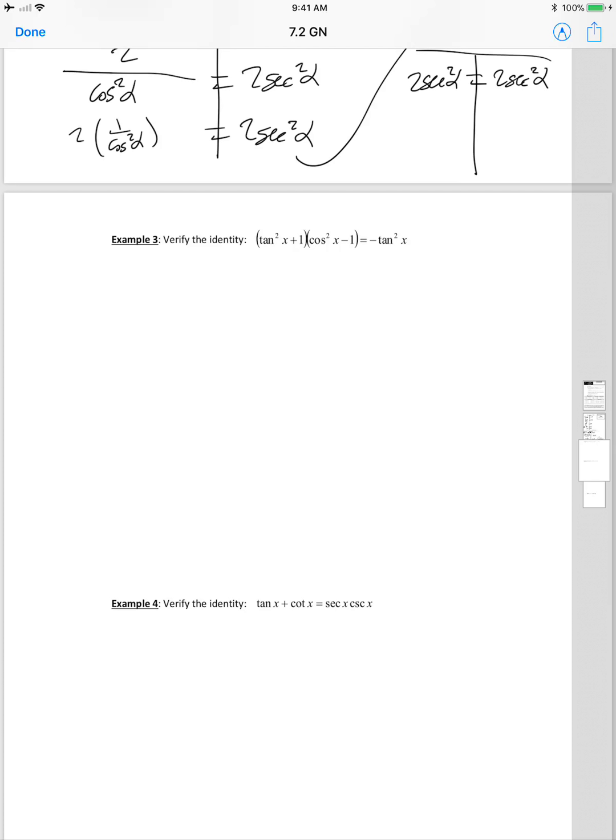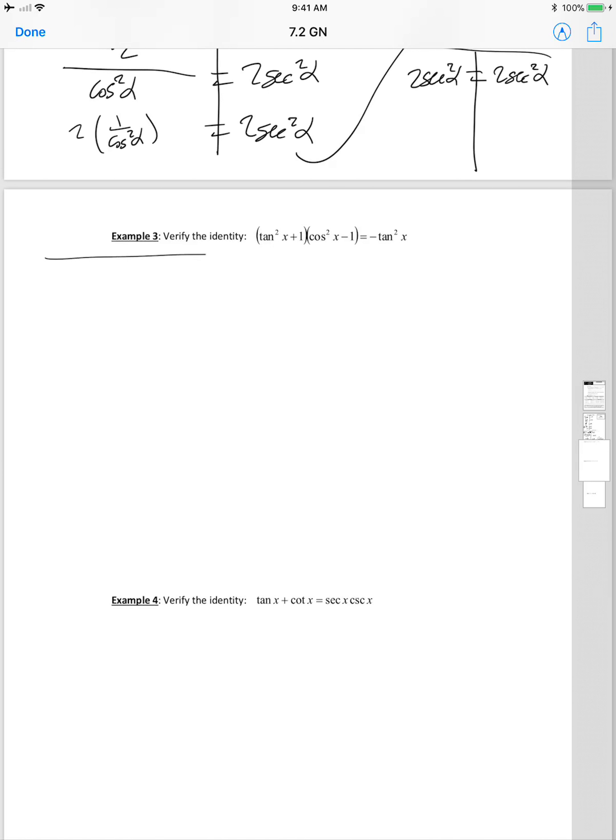Let's look at example 3. Verify the identity. This looks like it's going to be a long one. Tangent squared x plus 1 times cosine squared x minus 1 equals negative tangent squared x. All right, now here I notice that I'm looking to end up with tangent, or in this case negative tangent squared. So I don't want to rewrite tangent squared in terms of sine and cosine.